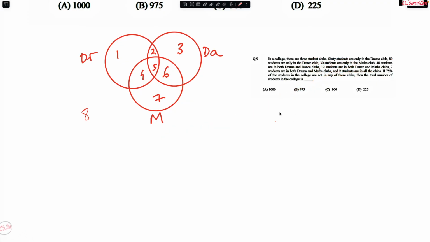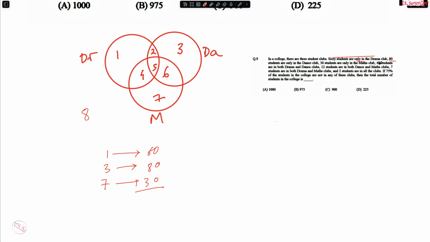So let's do that. What information have they told us? 60 students are only in drama club, so this label represents your 60 students. 80 students are only in dance club, and dance club only is represented by 3, so 3 is going to represent your 80. Likewise, 30 students are only in math club. Only math club is 7, so that is going to give you 30. So we have this information regarding these parts.